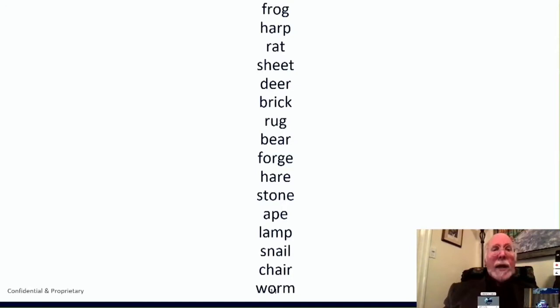Now, person on the right, take that role. Imagine that you were the person on the right. Now, frog. You look at the word as it's printed, and yes, the first letter F is above the last letter G. It sticks up higher. What about harp? Yes, the H sticks up above the P. What about rat? No, the R is not taller than the T, and so forth. Next slide, please.